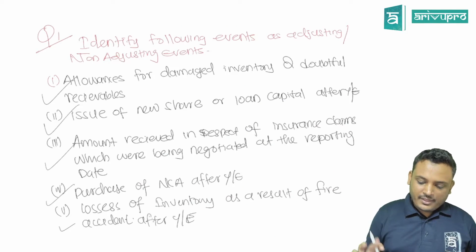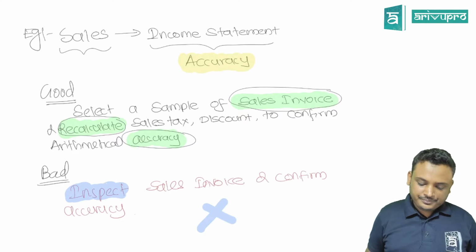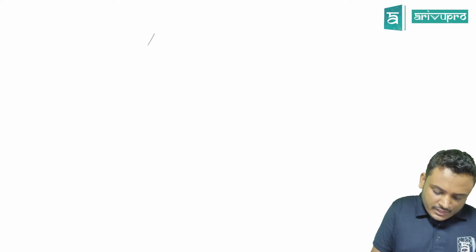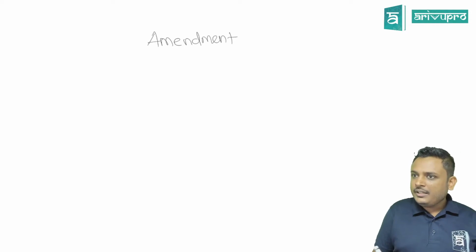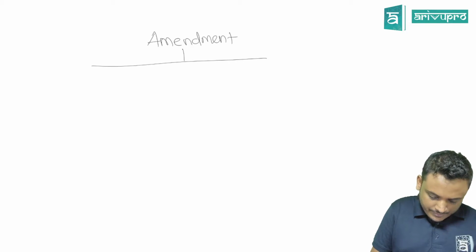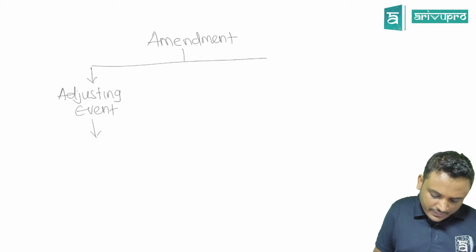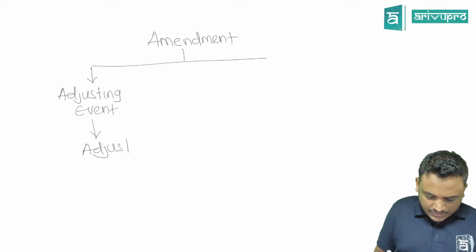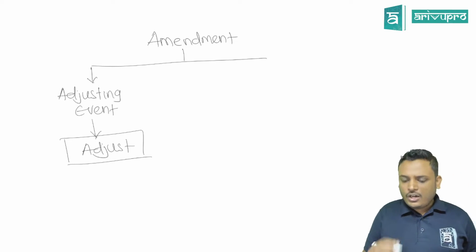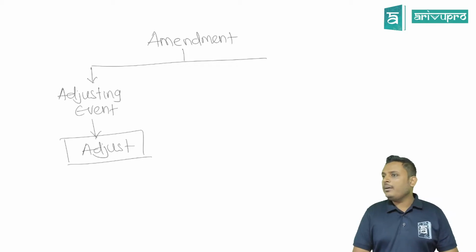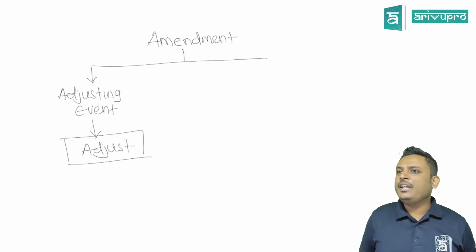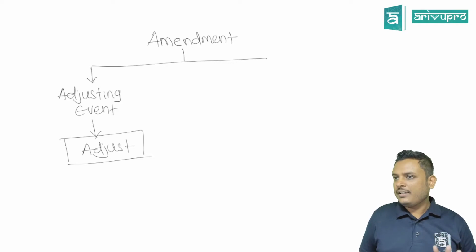Now concentrate. It's like this. The terminology needs to be understood. The word amendment includes adjusting event. What should we do? Adjusting event, we should adjust. So the adjust is also covered by amendment. If someone is saying financial statement need to be amended, it means it should be adjusted, right?